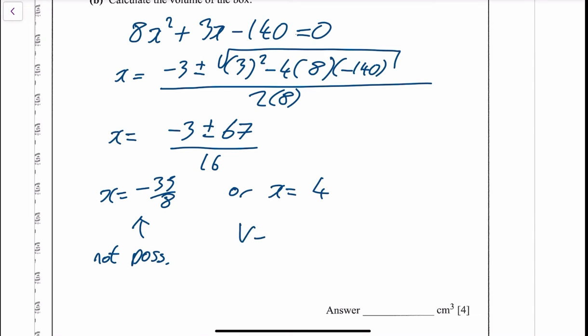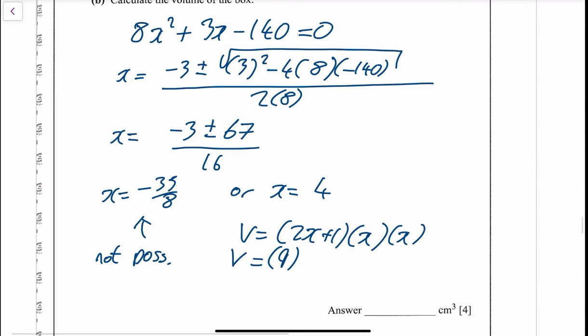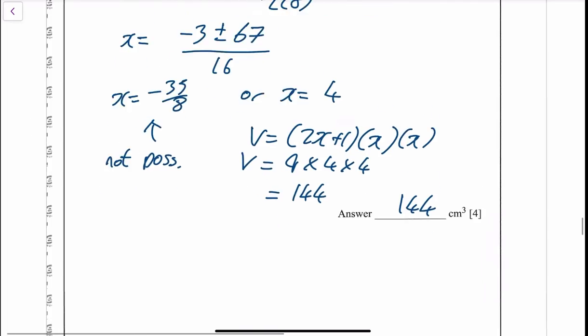So that means your volume, remember your volume was 2x plus 1 times x times x. 2x plus 1 would be what? 2 times 4 is going to be 8, plus 1 is going to be 9. So 9 times 4 times 4. I'll set that out differently. That's just going to be 9 times 4 times 4. And when you do 9 times 4 times 4, you get 144 centimeters cubed.